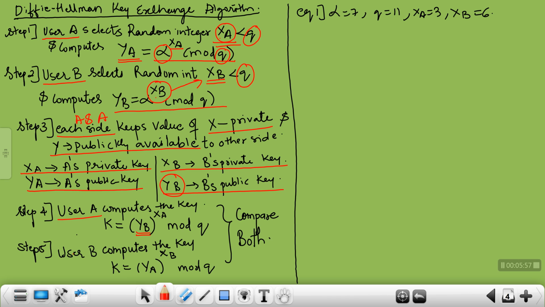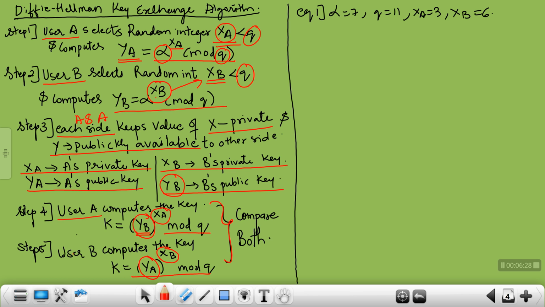While explaining, I'm also getting confused, so don't get confused. When A wants to create a key, he will use the public key of B, because he cannot use the private key of B. Correct? It is hidden with B. So he will use the public key of B and his own private key XA, mod of Q. Similarly, when B wants to compute the key, it will be exactly opposite. He will use the public key of A and its own private key, so YA raised to XB, mod of Q.